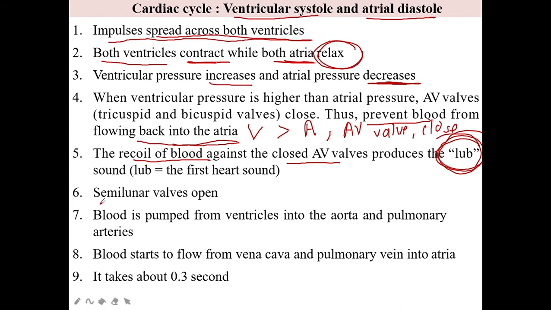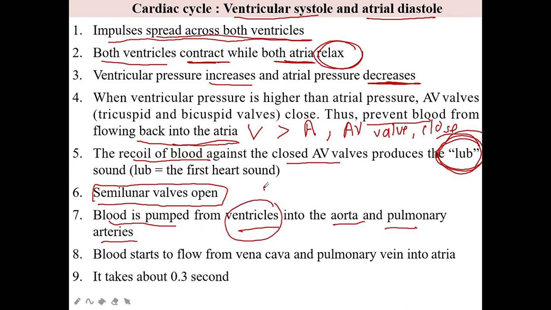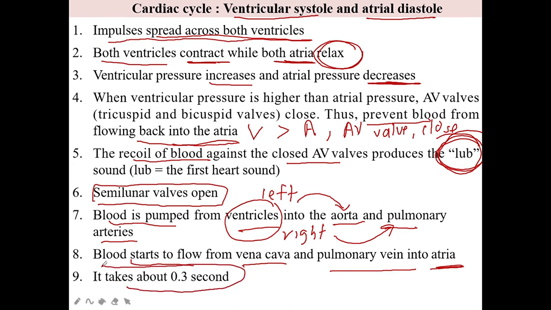Alright, so waktu ni semilunar valve will open. So, ventricle contract, dia akan pump blood daripada ventricle into the aorta and pulmonary arteries. So, left ventricle akan pump blood into aorta. Yang right ventricle akan pump blood into pulmonary arteries. So blood akan start to flow from vena cava and pulmonary vein into atria. So this process takes about 0.3 second.